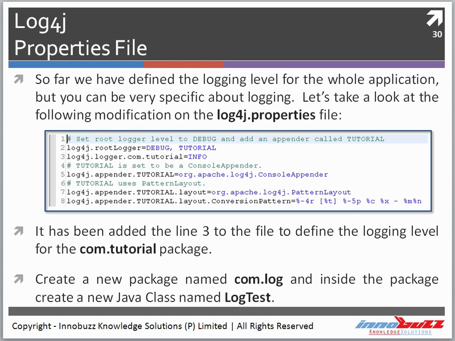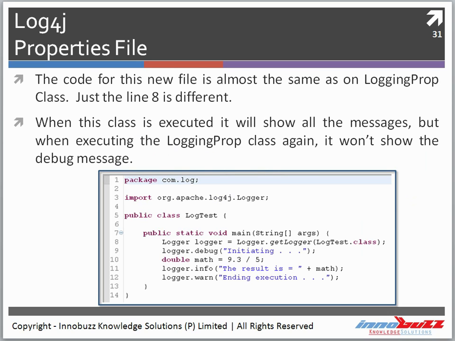In this example, we have added line 3, specifying that for the com.tutorial package, the logging level will be info. For the root logger, we have left the logging level on debug. Now, to test this configuration, create a new package named com.log. Inside, create a new class named logTest. Take a look at the example.